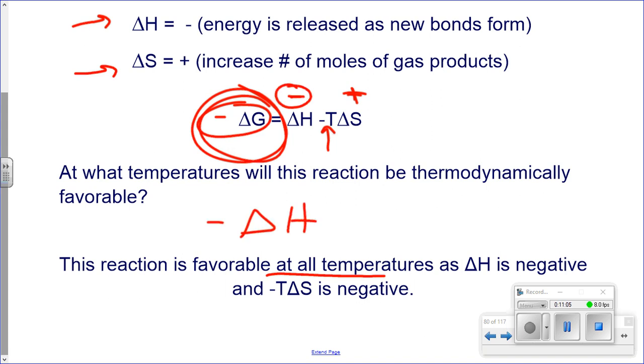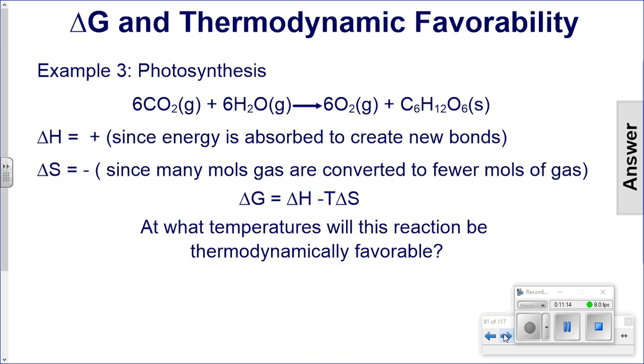And spontaneous processes tend to have increasing entropy. So that's good. That's the best situation to get delta G to be negative. Here's another example, photosynthesis. When you take a look at this reaction, now delta H is positive, before it wasn't, and this one's negative. So is photosynthesis spontaneous? Well, you have to take a look here.